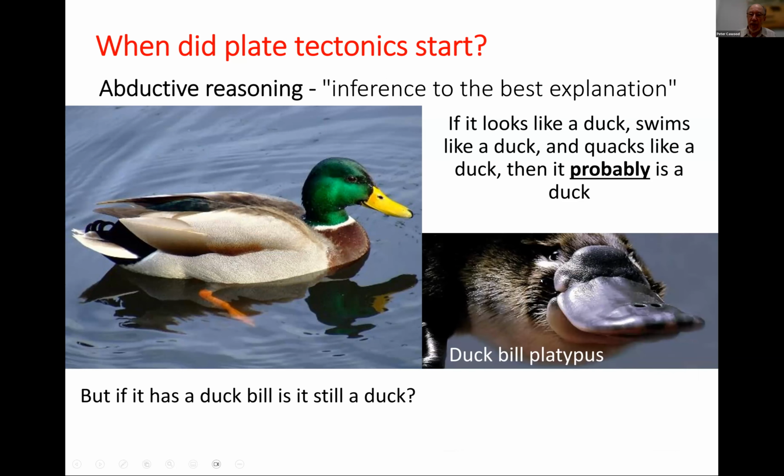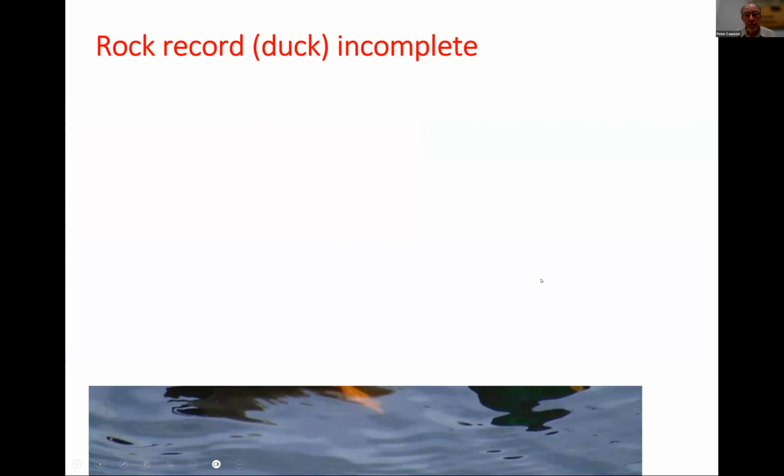And so we only have parts of that evidence. So if we just have a duck's bill, is that still a duck? And obviously, it may not be in terms of the example I've shown there. So when you've got an incomplete data set, incomplete rock record in terms of the Earth, then it becomes harder to use deductive reasoning. And of course, as we go backwards in time, this is what we really have. We don't have the duck left at all, really.